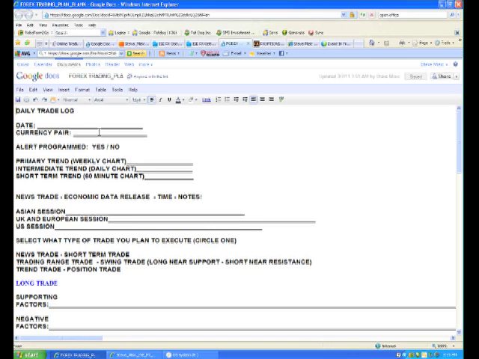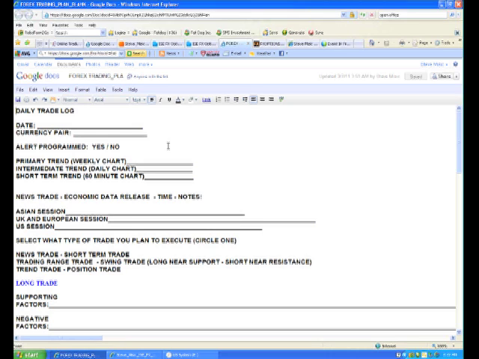I have a space for putting the date. I have a space for putting the currency pair that I plan on trading. I have a space for alert program. Alert programs means in my house, I have the ability to walk around the house because I have speakers attached to my trading computer. I use TradeStation, and I use TradeStation's horizontal trend lines, which I can set alerts on that will alert me when I'm walking around the house when price touches a line.